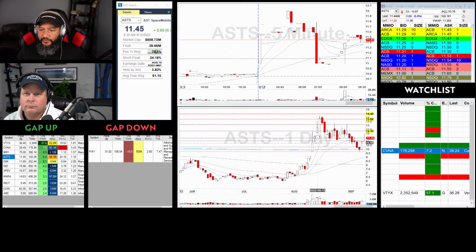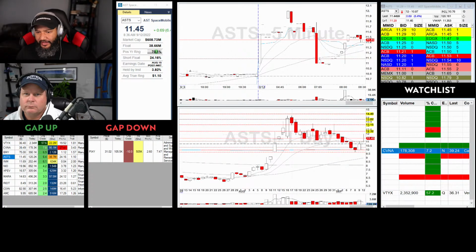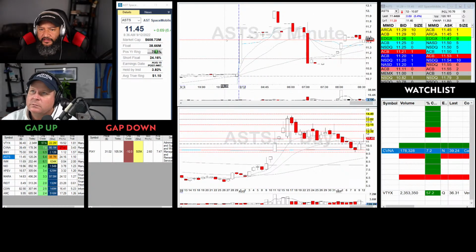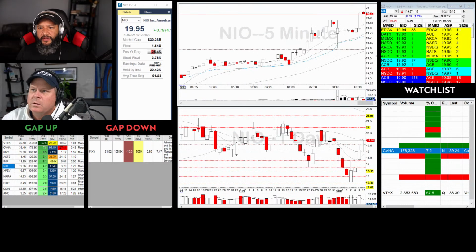ASTS, also not a great one. Looks like we looked at this in the past, maybe when it was gapping up, because we do have some levels there. Doesn't look great today though. It doesn't have the volume. We need to see a lot more than what we're seeing right now.